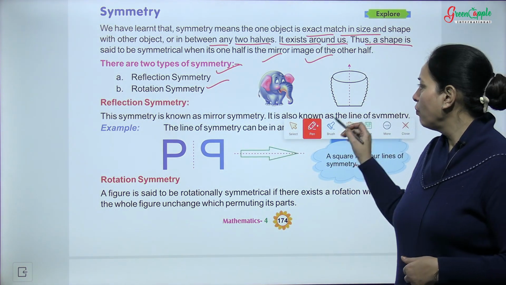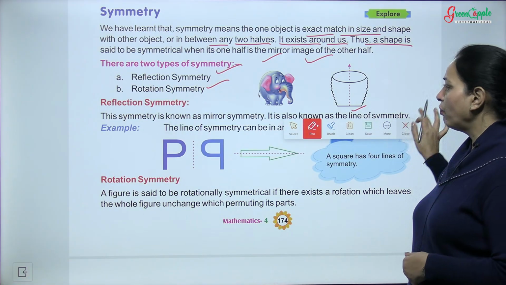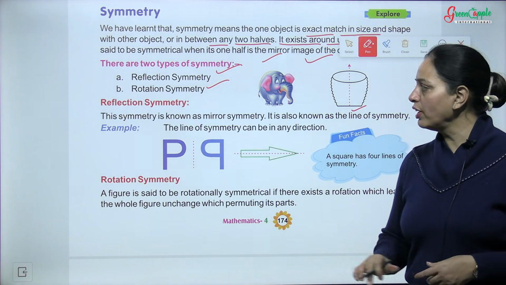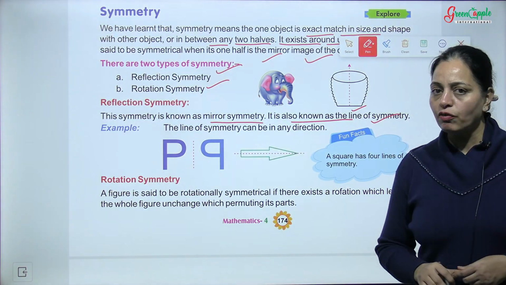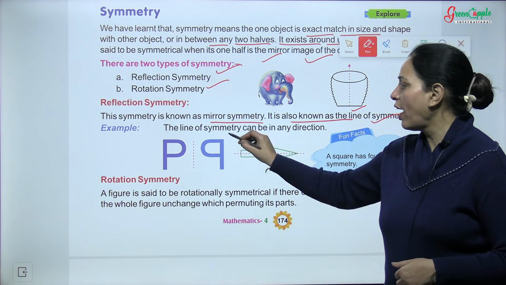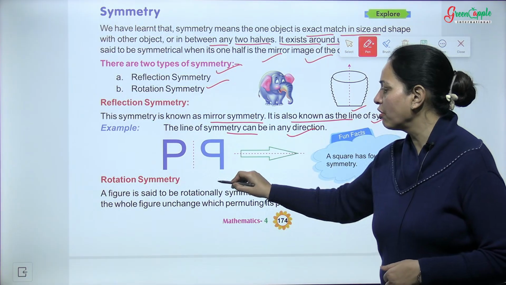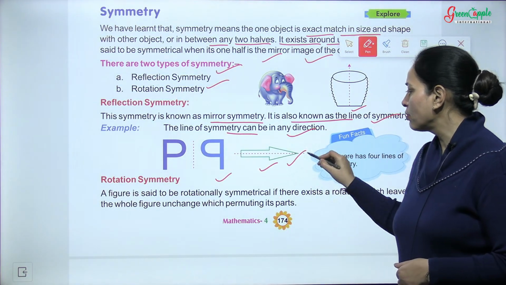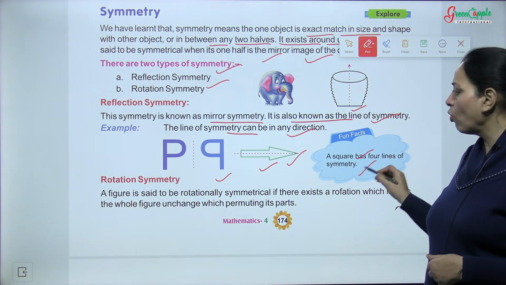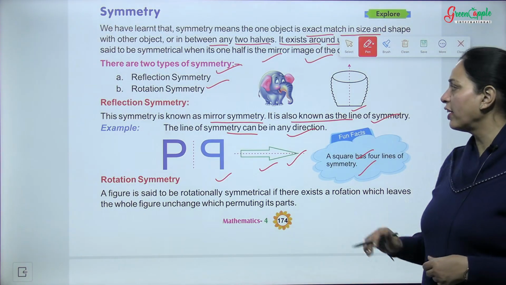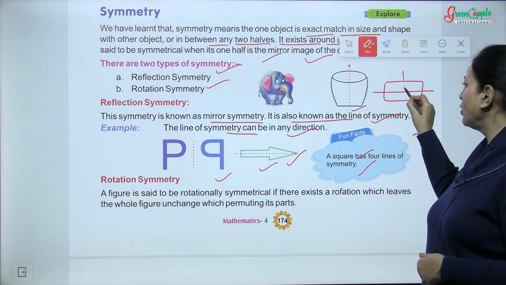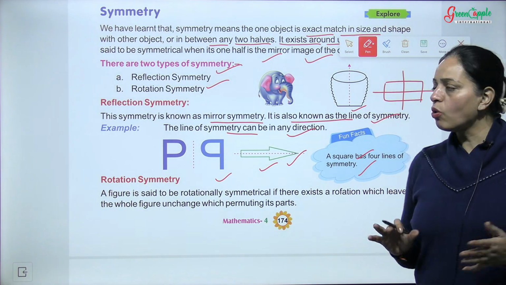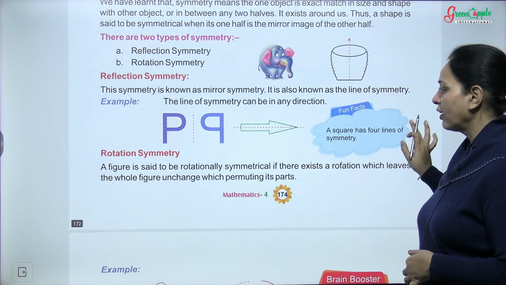So see here we have this one. Reflection symmetry is known as mirror symmetry, and it is also known as the line of symmetry. For example, the line of symmetry can be in any direction, like this one. A square has 4 lines of symmetry and a rectangle has 2 lines of symmetry. By these 2 lines you will get 2 halves of the rectangle.